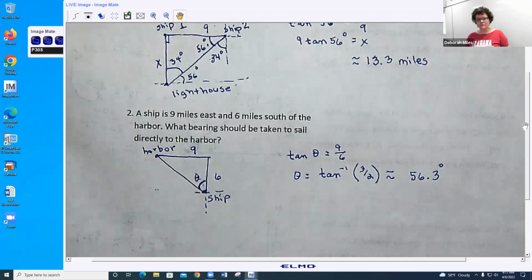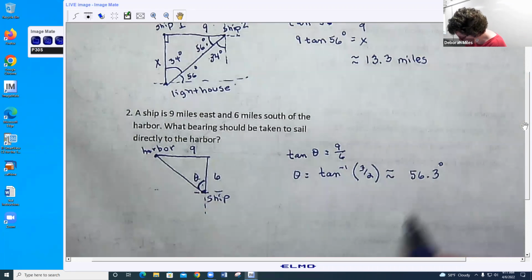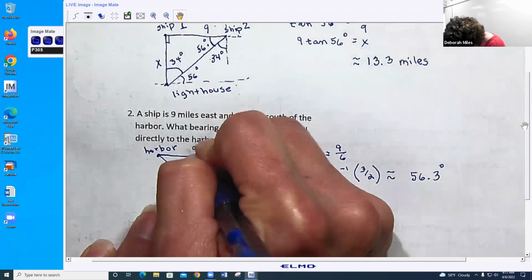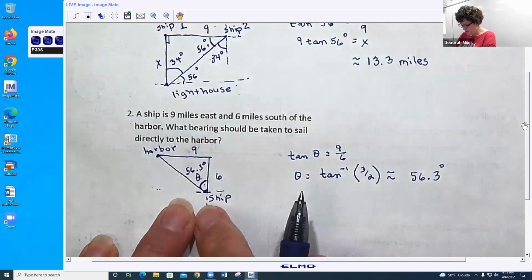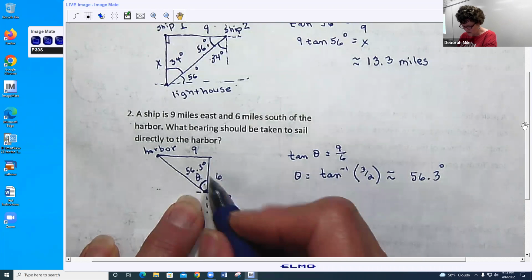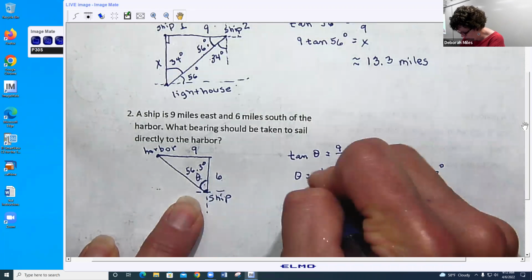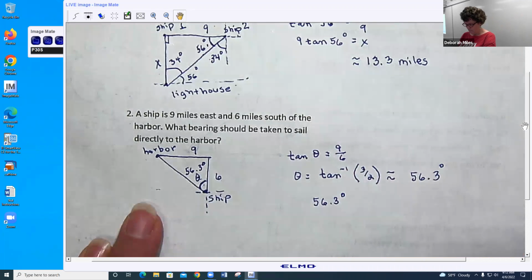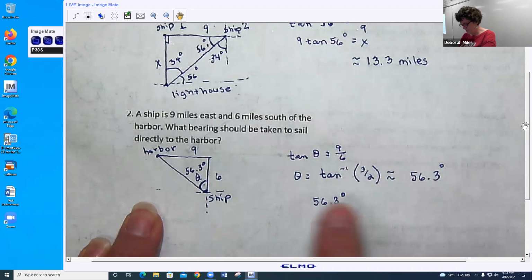But I just need to figure out how to write that as the actual bearing the ship should take. If that's 56.3 degrees, I'm going to radio the captain the bearing. What's it going to be? .3 is the middle part of it. What about the north or south and the east or west?